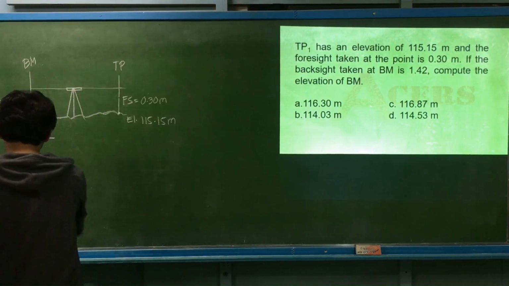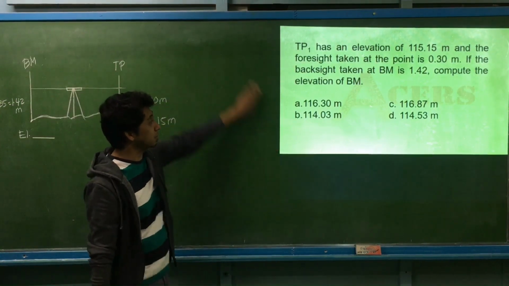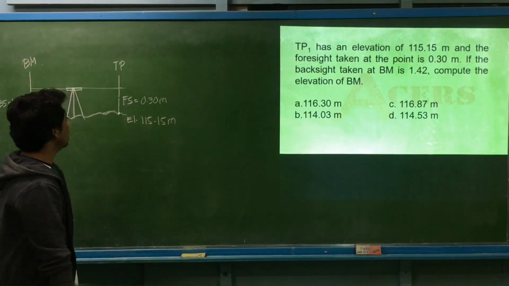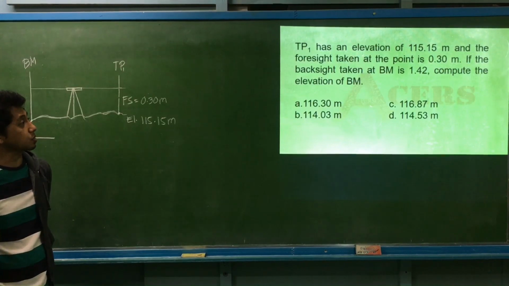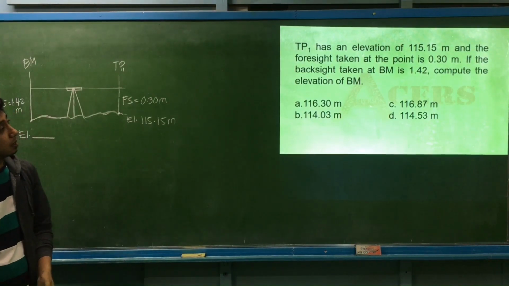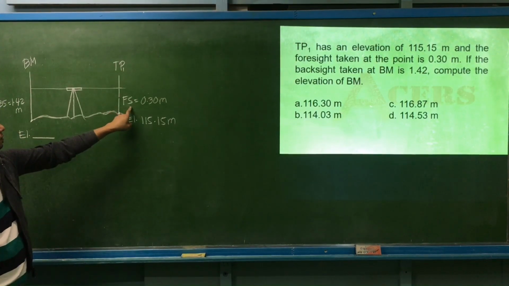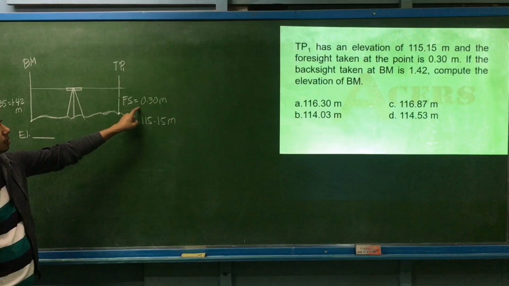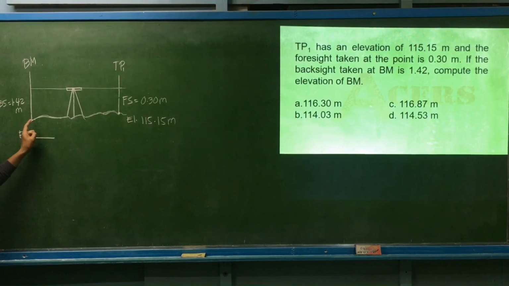So this is for profile leveling, backsight, foresight. So we have TP1, or that is the same as turning point number 1, has an elevation of 115.15. And the foresight taken at the point is 0.3. So if the backsight taken at BM or benchmark is 1.42 meters, compute the elevation of the benchmark.